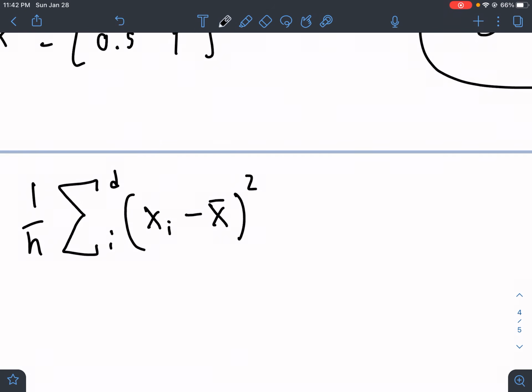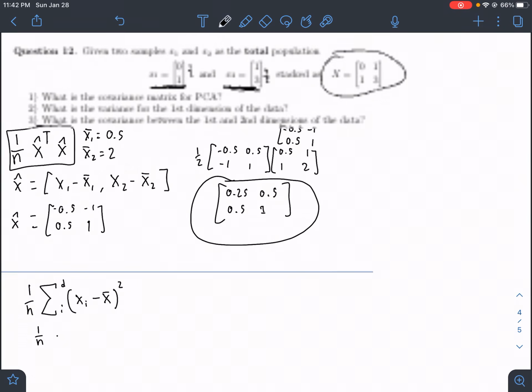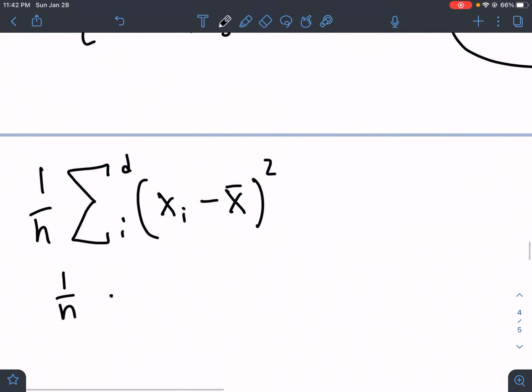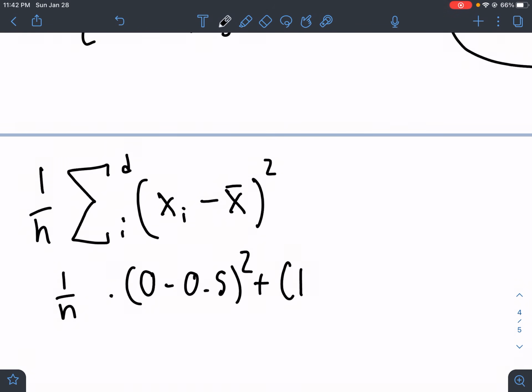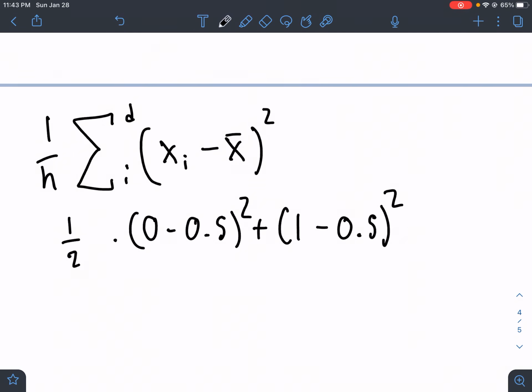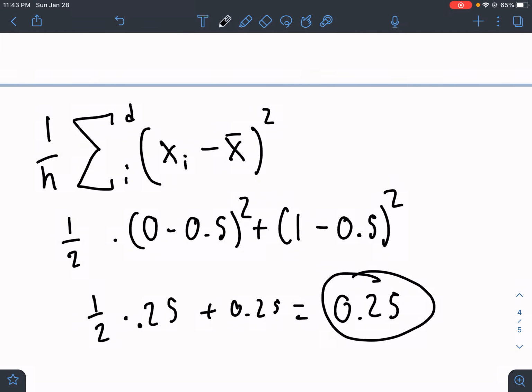So it's 1 over n times, no, this is for each sample of the data, so I'm going to do 0 minus 0.5 squared plus 1 minus 0.5 squared, and n equals 2 because we have 2 data points, so we get 1/2 times 0.25 plus 0.25, which equals 0.25. That is our variance for x.